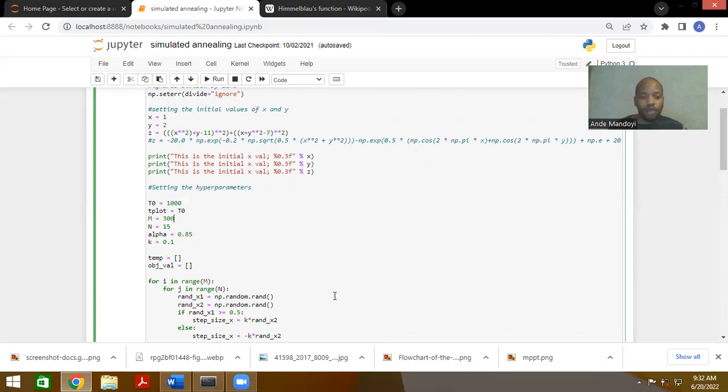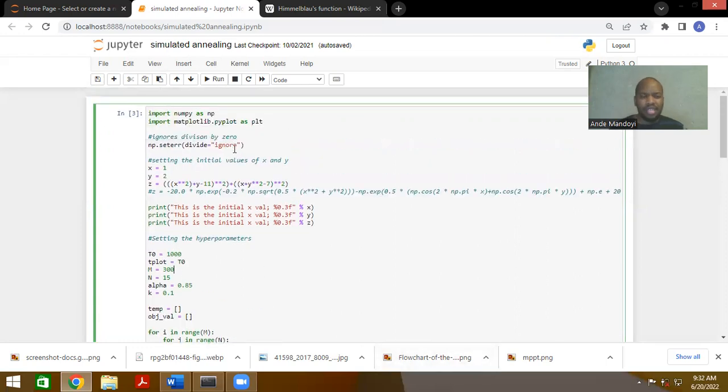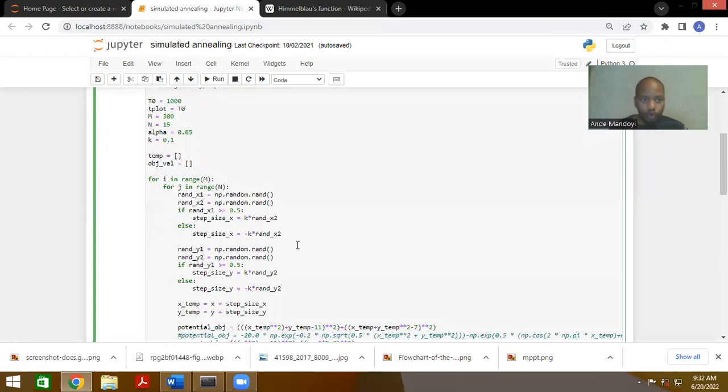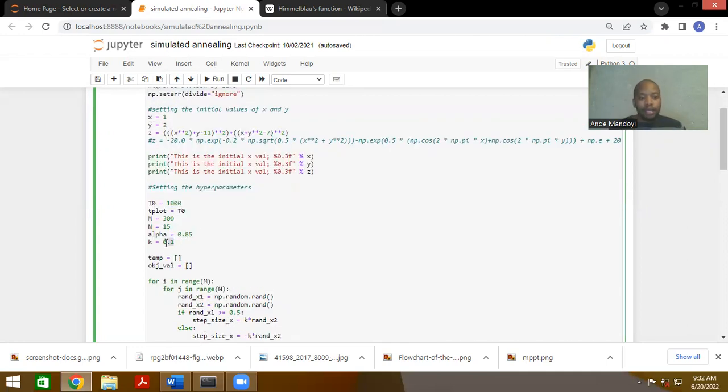We want to converge towards that minimum point, or we want to converge towards that maximum. I've coded this as a minimization problem, so it's a minimization problem, right? And K is just a multiplicative factor for our random number because we want our random number to be between 0 and 1. That's all it does.